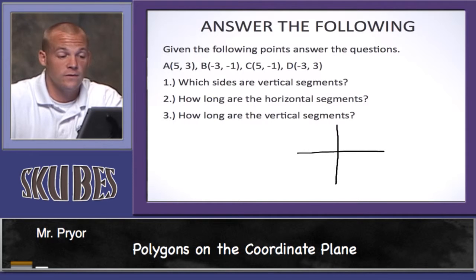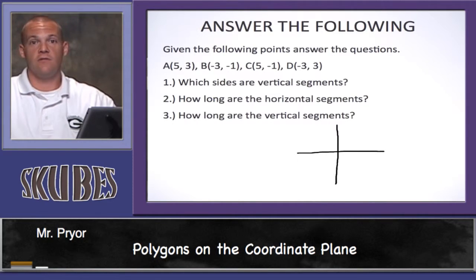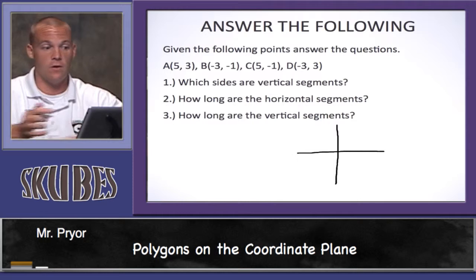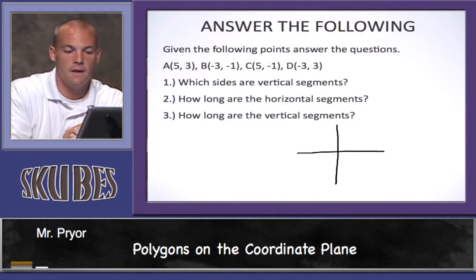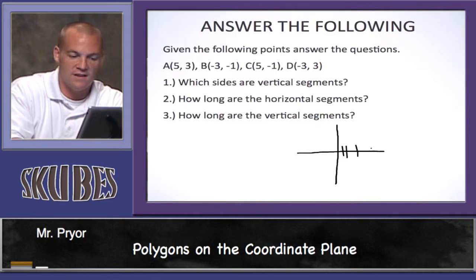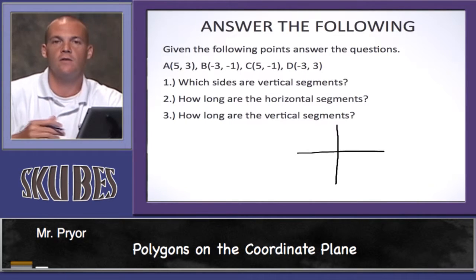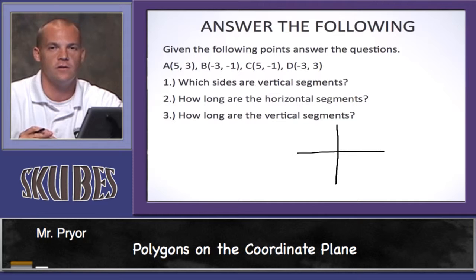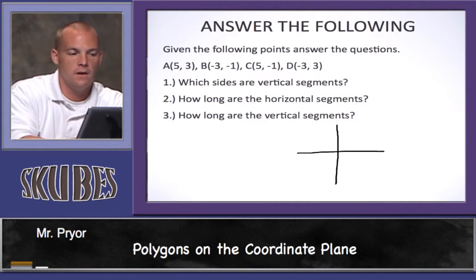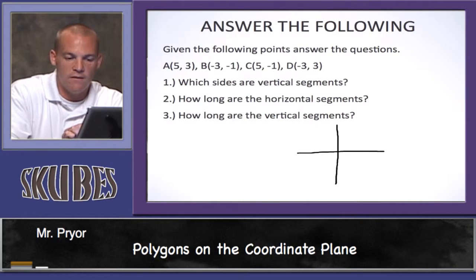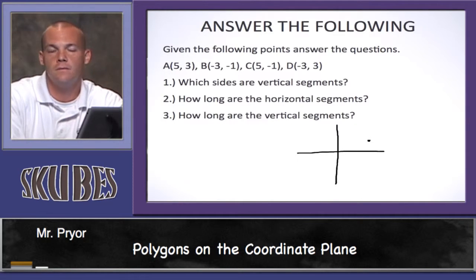Which sides are vertical segments? Well, vertical, again, means running up and down. So we're going to plot the points, 5, 3. Again, you don't have to do all these notches. That's not necessary. Based on coordinates alone, we can pretty much determine approximately where these points are. So 5, 3 is going to be to the right 5 and up 3. So it should be right about there somewhere.